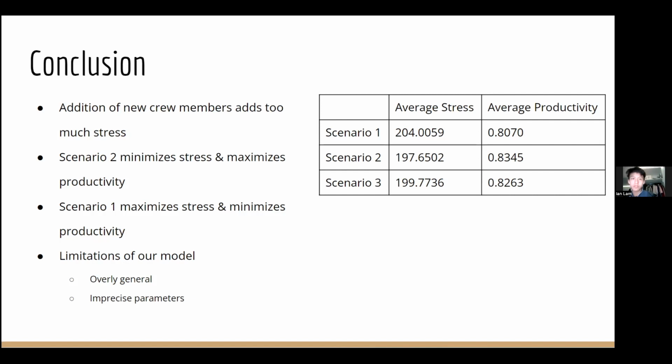And just a few limitations of our model. We made a lot of assumptions, and our model is overly general, and also our parameters were not precisely picked or backed using research.